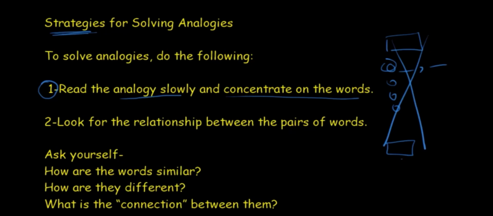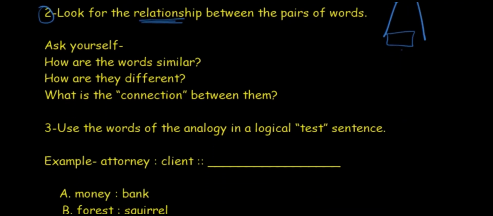Really slowly means take about 10 to 15 seconds. Don't go through them really quickly. And the second thing you're doing, when you're reading the words, is looking for the relationship between them. You're looking for the relationship between the pair of words. So you're going to be asking yourself questions like, how are these things similar? Are they different? What is the connection between them? You're asking yourself questions to find out the relationship between the pair of words.